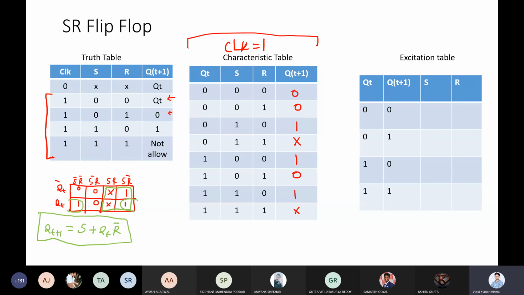Any doubt till this point? Anyone? Guys, any doubt till this point? Yes, sir. Cool. Now let's look into the excitation table.